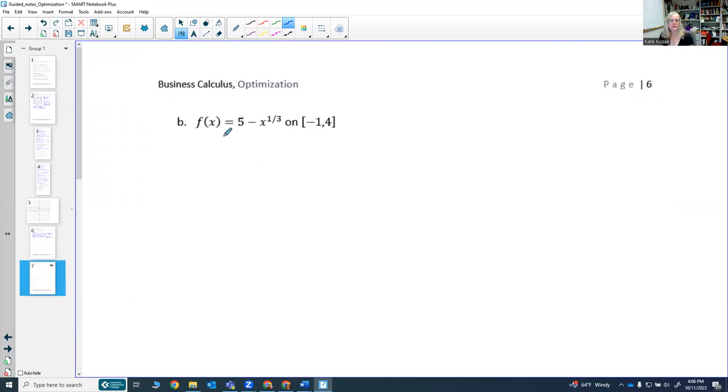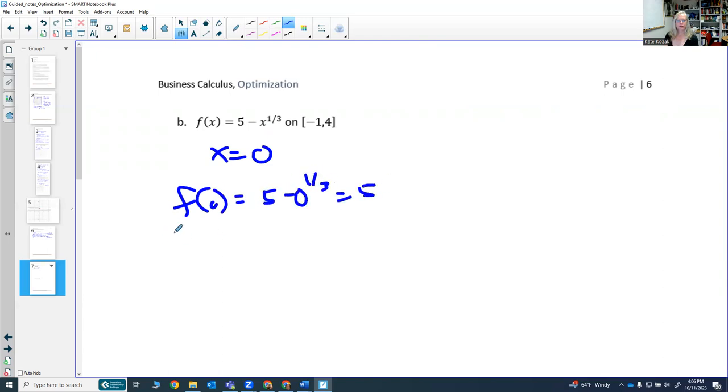The next problem is f of x is equal to 5 minus x to the 1/3. We want to do that on the interval from negative 1 to 4. Evaluate the function at the endpoints and at the critical points that fall in the interval. F of x again is 5 minus x to the 1/3. From example number 2b, the critical point is x equals 0. F of 0 is 5 minus 0 to the 1/3, which equals 5.